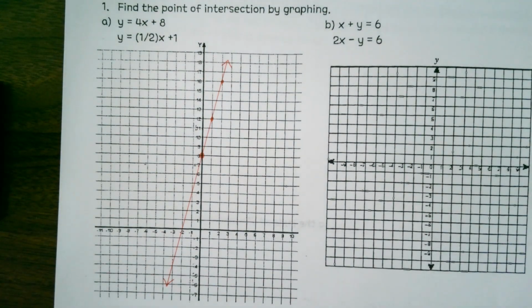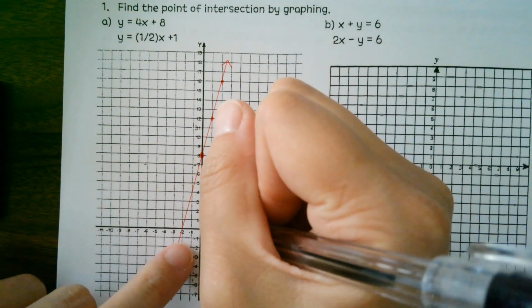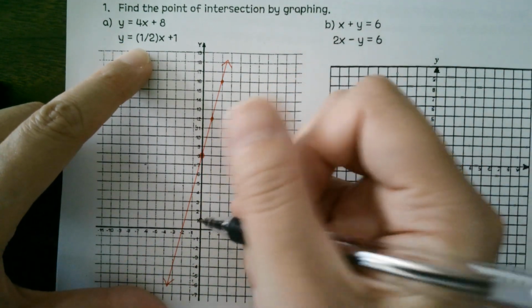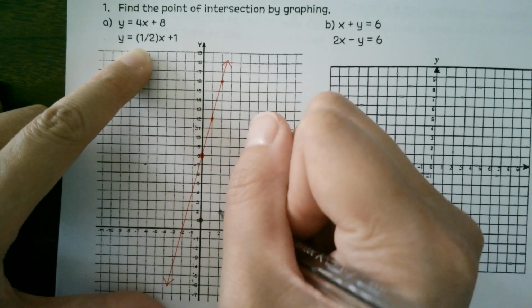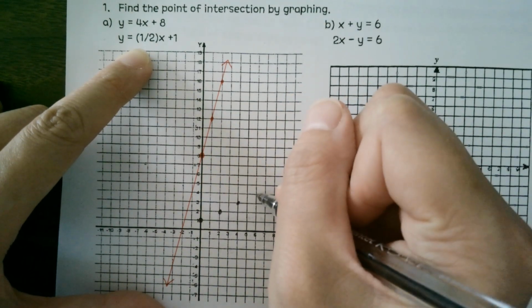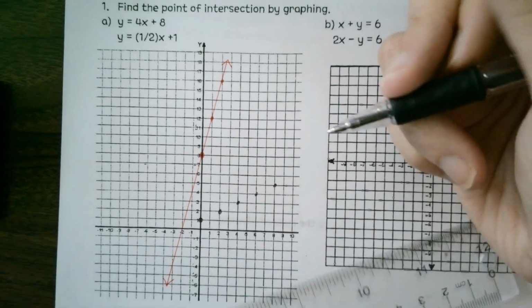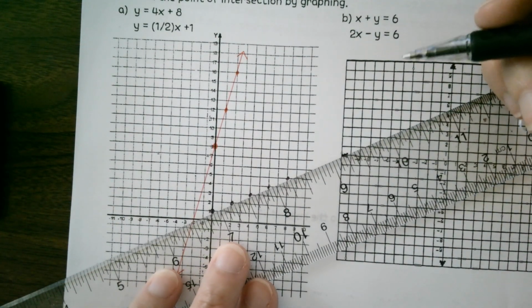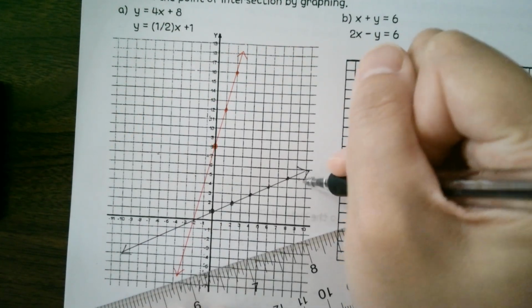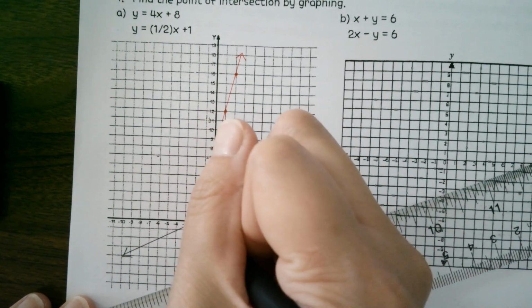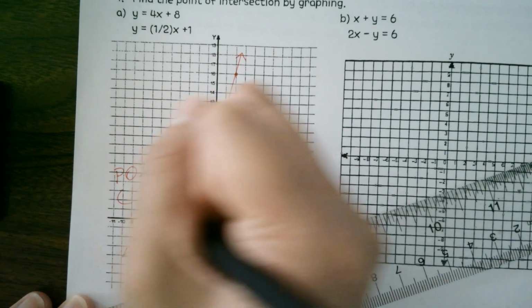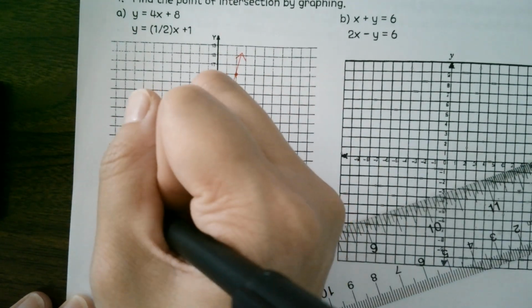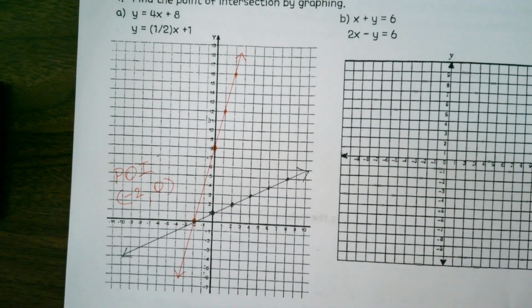Second line, my y-intercept is 1. And my slope is 1 over 2. So up 1 over 2, up 1 over 2. Okay, so when you connect that, you can actually see it crosses right here. That's my POI, point of intersection, and the coordinate is -2, 0.